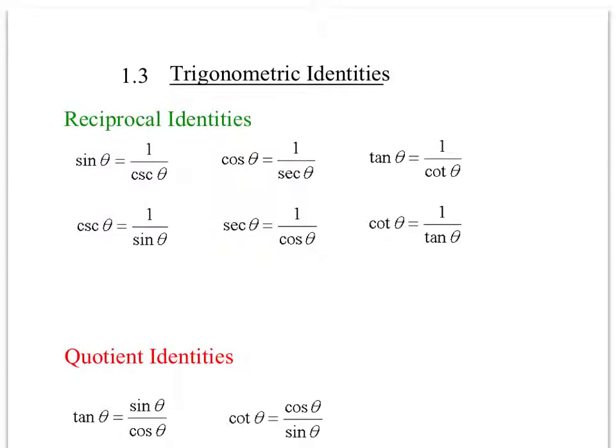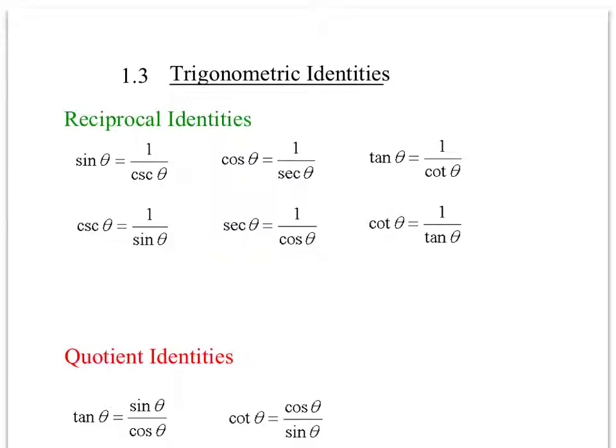So this section talks about trigonometric identities, and it's probably one of the most fun sections, but it also is one of the most frustrating sections when you're first learning about it. And so I have attached in iTunes U a Trig Identities PDF, so you can go back and look at it if you need to while you're doing your homework.